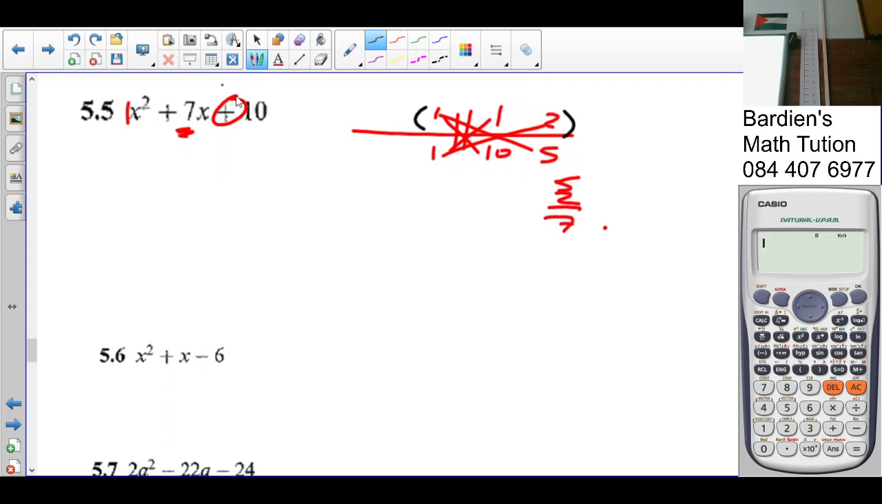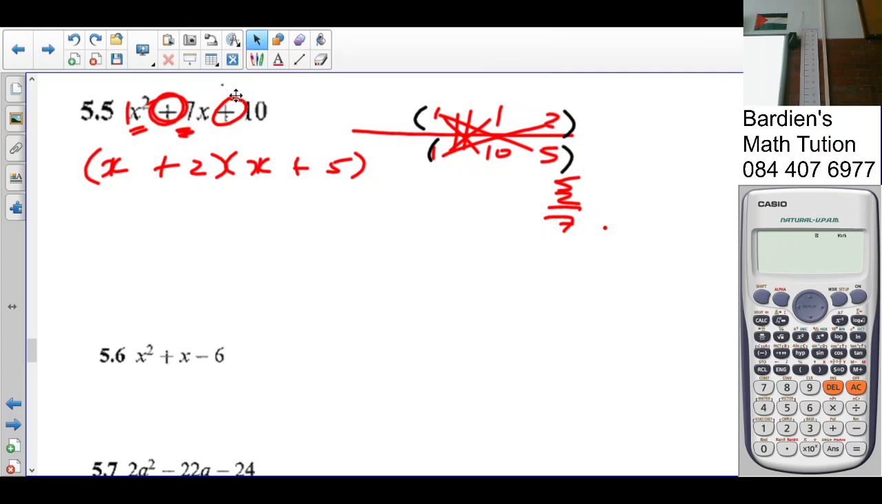A 1 and a 2 in a bracket, and a 1 and a 5 in the other bracket. There's x squared, so there goes x and x. What about our signs? Both is going to be plus, or both is going to be minus. Not so. But because the middle term is plus, both is going to be plus.